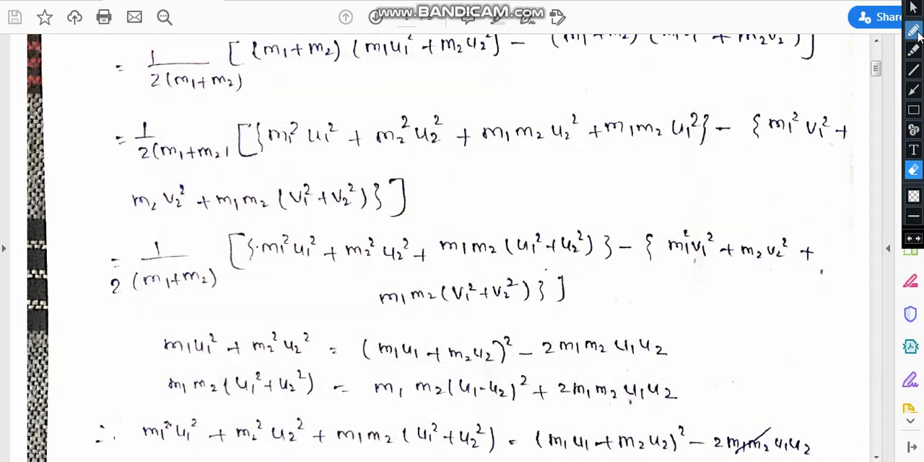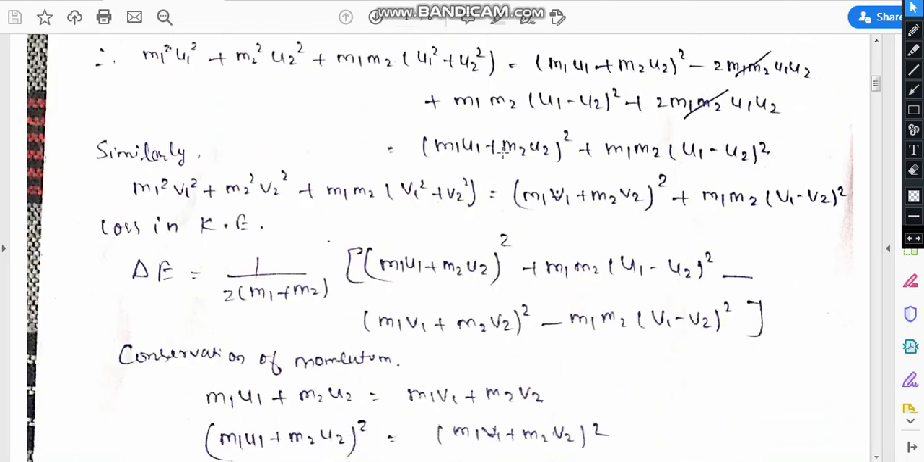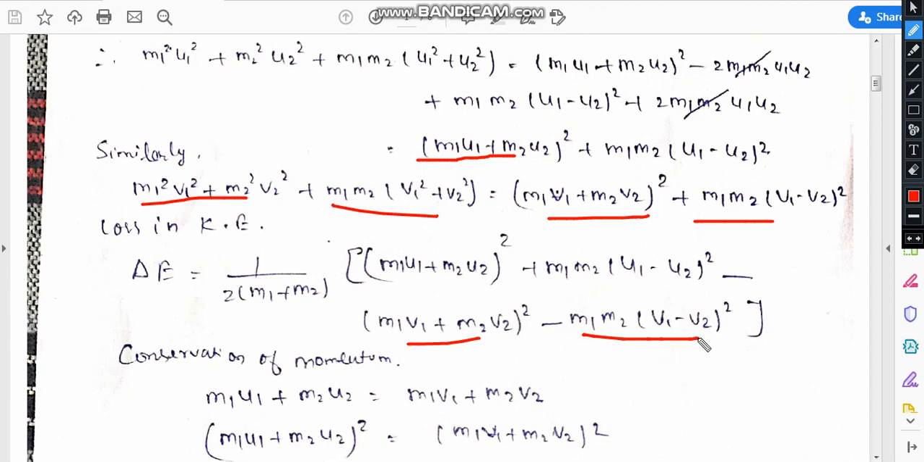Our next part is this. Finally, after solving the above equation, we have found (m1 u1 plus m2 u2) whole square plus m1 m2 (u1 minus u2) whole square. Similarly we can solve for the other expression, and we have found (m1 v1 plus m2 v2) whole square plus m1 m2 (v1 minus v2) whole square. So these large terms are simplified into these two terms, that delta is equal to 1 by twice (m1 plus m2) times [(m1 u1 plus m2 u2) whole square plus m1 m2 (u1 minus u2) whole square], and similarly this term.